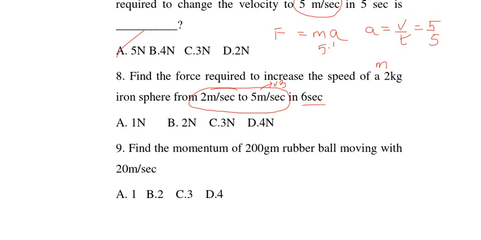They are asking for the force. Same. Mass is 2 and v is 3, right? This is 3 by 2, which is 3 by 6. If this is 3 and this is 6, 3 ones are 3, 3 twos are 6. So here the acceleration is 1 by 2. If I write here 1 by 2 and here the 2 gets cancelled, my force value is 1 Newton. That is, option number 1 is the correct answer.